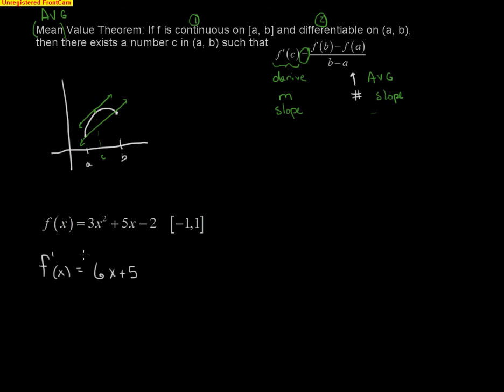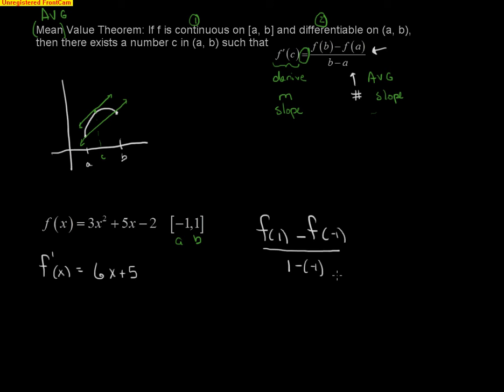And now what you have to do is figure out this second part here, because we're going to take the derivative and set it equal to a number. So again, remembering here that your interval goes from a to b, you have to figure out f of 1 minus f of negative 1, all over 1 minus negative 1. That's what this whole thing is right here.